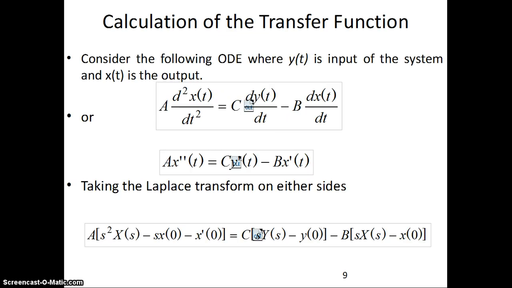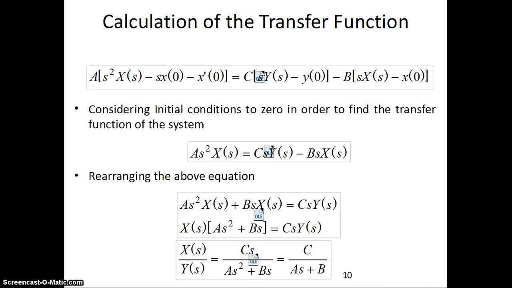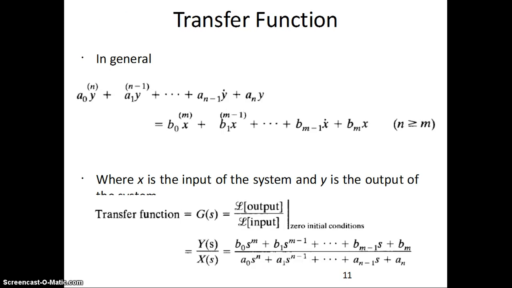For the calculation of this transfer function, here I am taking y of t as the input of the system and x of t as the output of the system. For this system, if you apply the Laplace transform to both sides, we will get this final equation. Here we are considering all the initial conditions to be 0 in order to find the transfer function of the system. So finally you get x of s by y of s is equal to cs by as square plus bs, that can be written as c by as plus b. So this is the general transfer equation of any system, where x is the output of the system and y is the input.